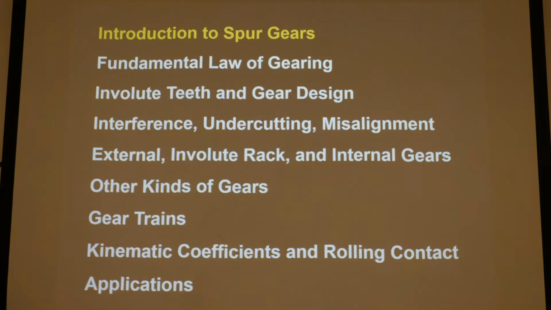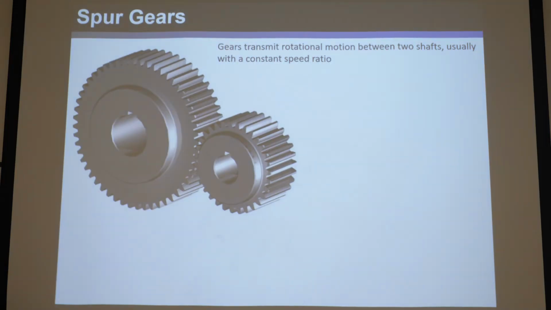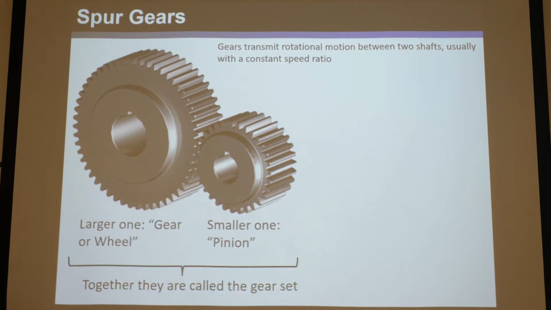Okay. So let's start with the simplest gears, spur gears. Okay, so these are spur gears. They're the most famous gears. They call the small one the pinion and the large one the gear or wheel. Okay, and together they make a gear set.